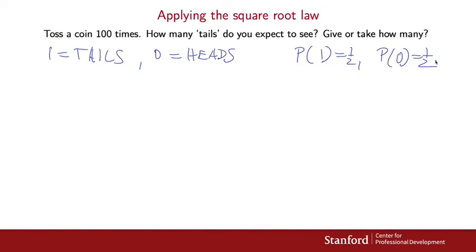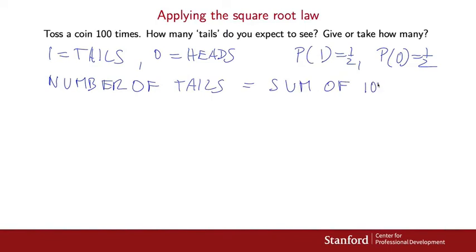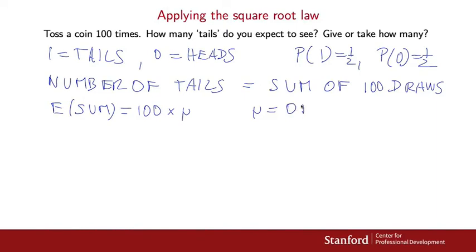Because we have 0 and 1 labels, we find that the number of tails in the 100 tosses equals the sum of the 100 draws. So then we can use our formula for the expected value of the sum, and it says it's the sample size, which is 100, times mu. Now the formula for mu on the previous slide says it's the sum over all outcomes times their probabilities, and that is a half. So the expected value of the sum is 50, and that would be our answer. We expect to see 50 tails.